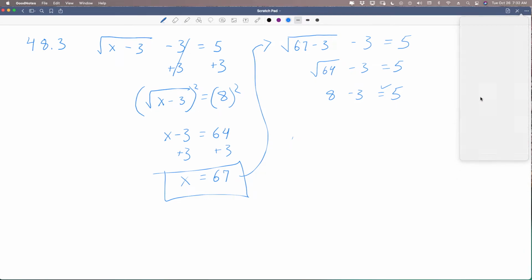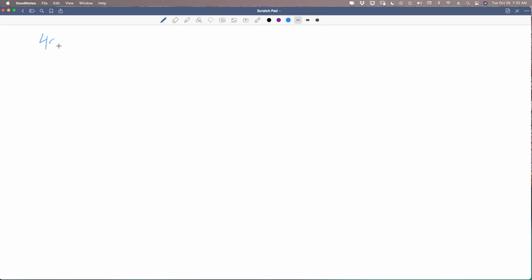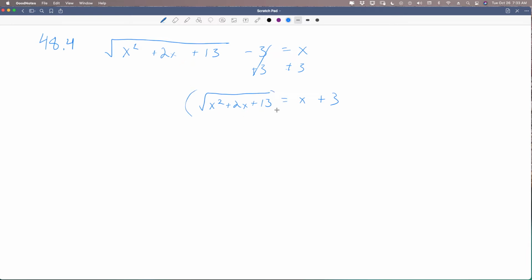Let's clear the page and do 48.4. And we have here the square root of x squared plus 2x plus 13, minus 3 equals x. All right, so let's add 3 to both sides. All right, we're going to square both sides.